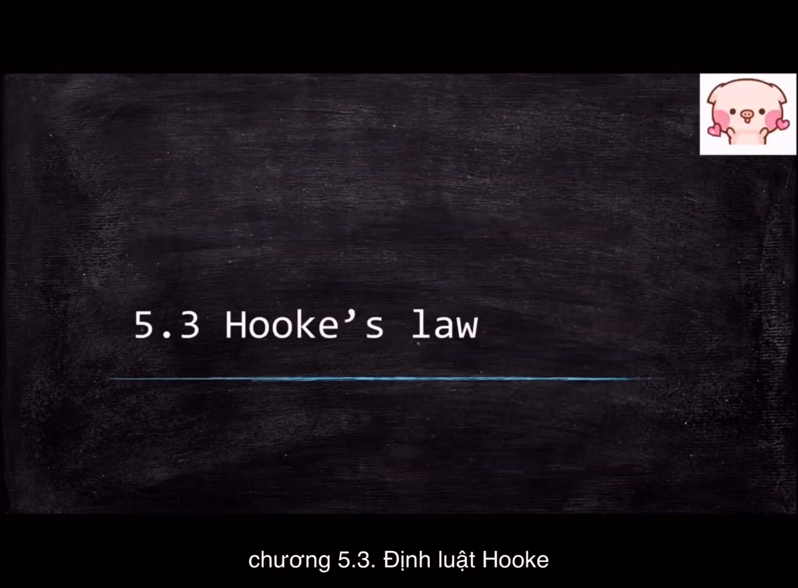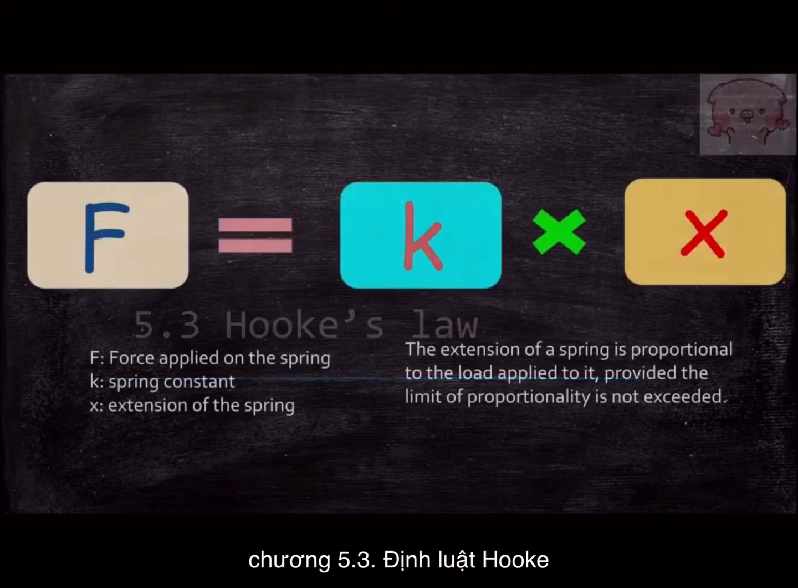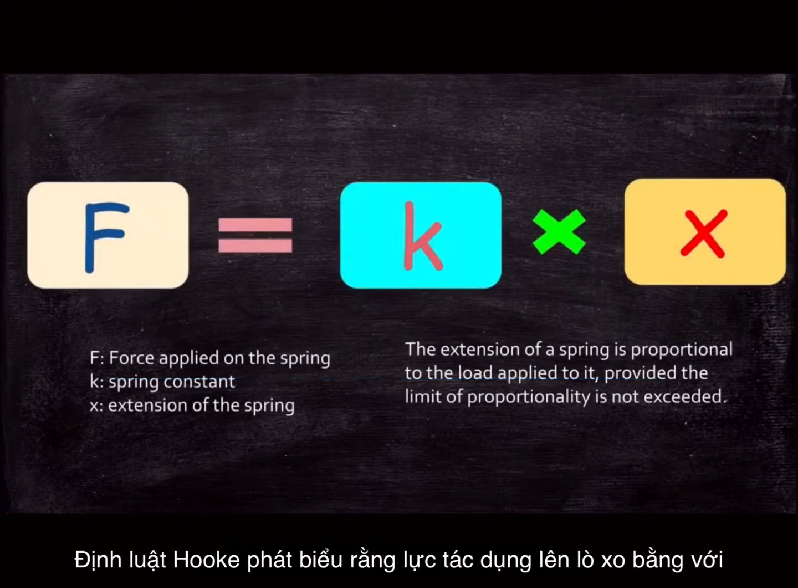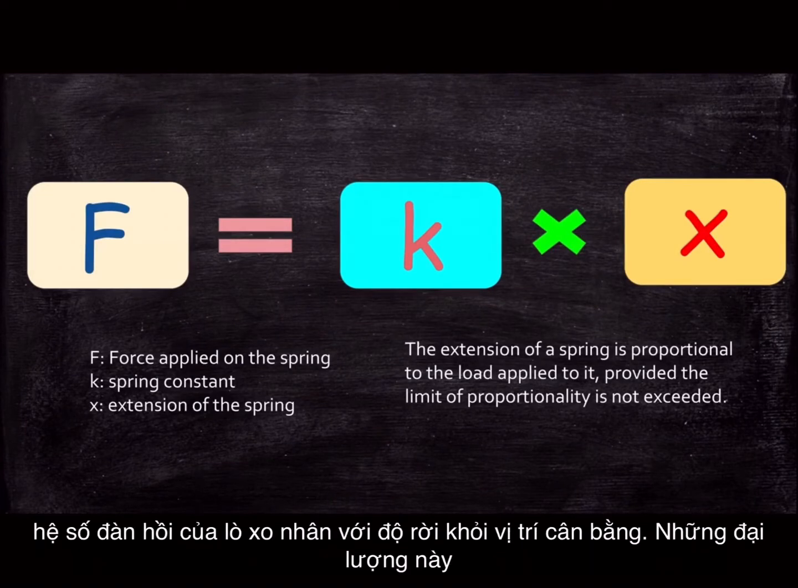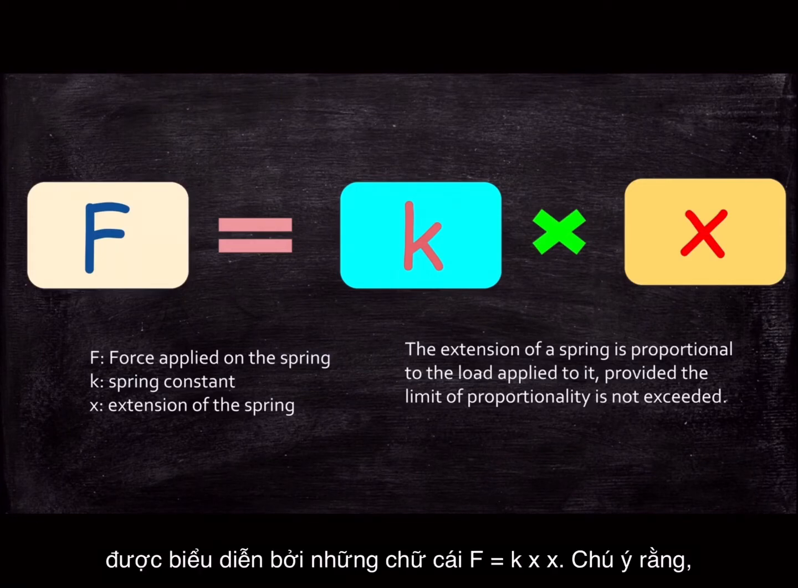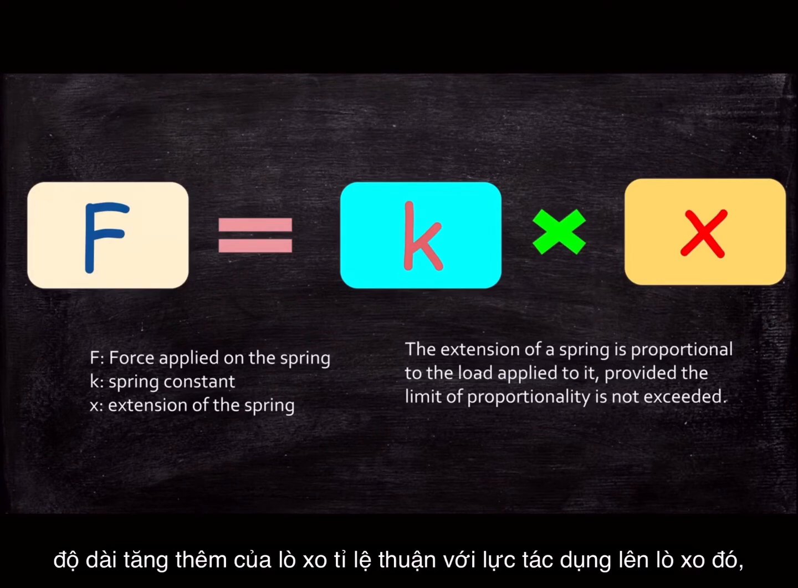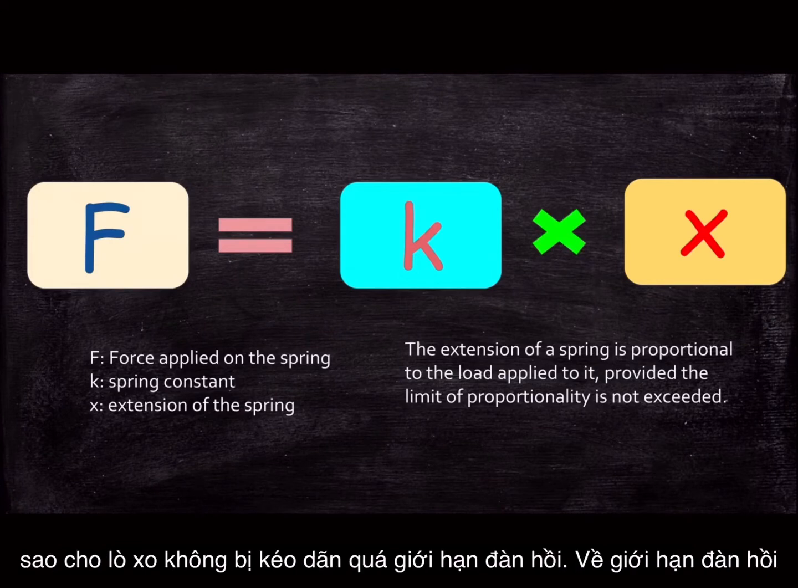To continue, let's talk about Hooke's law. Hooke's law states that the force applied on the spring is equal to the spring constant times the extension of the spring, and these quantities are represented by the letters F = kx. And remember, the extension of the spring is proportional to the load applied to it, provided the limit of proportionality is not exceeded.